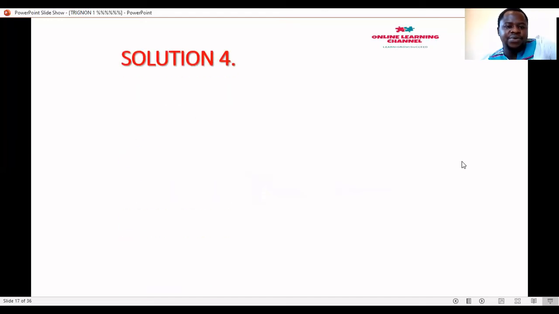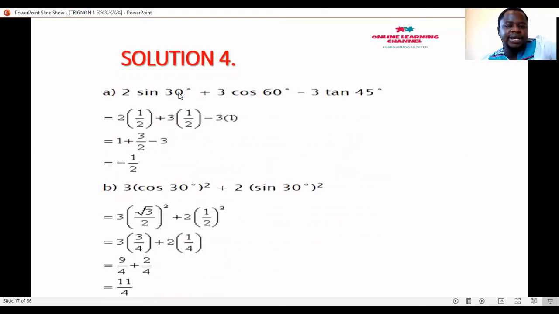Okay, so now you know that sin 30 is 1 over 2, so you'll have 2 multiplied by 1 over 2, then cos 60 is 1 over 2, plus 3 into 1 over 2, then minus 3 into tan 45, which is 1 over 1, which is 1. So you'll have 1, plus 3 over 2, minus 3, which will give you negative 1 over 2.